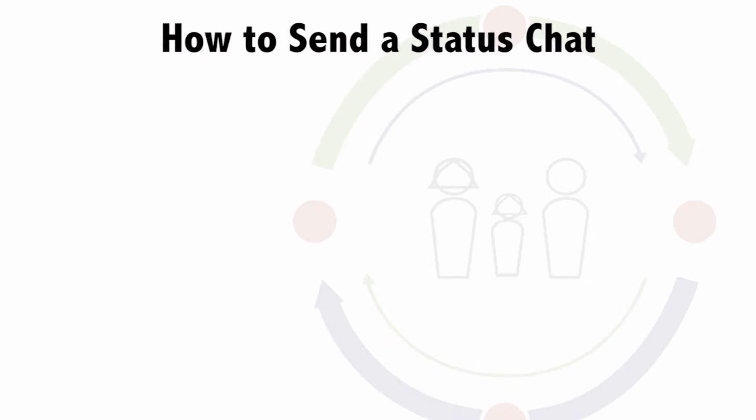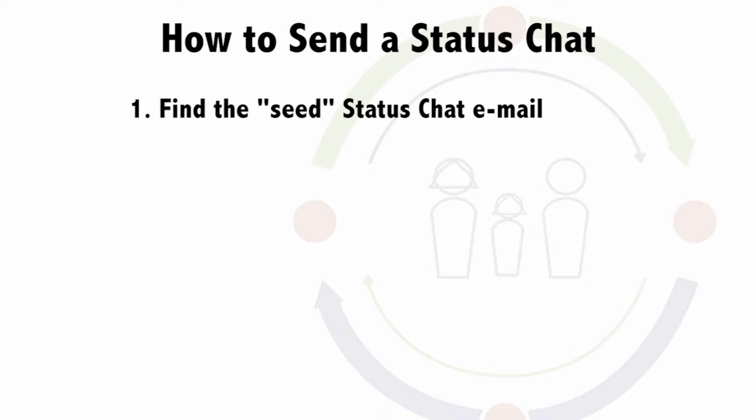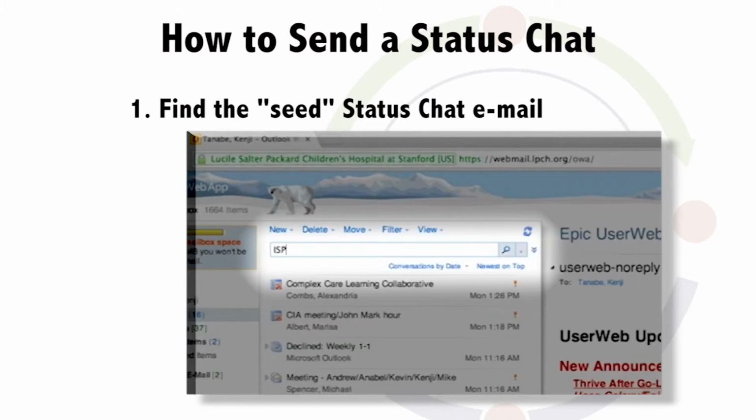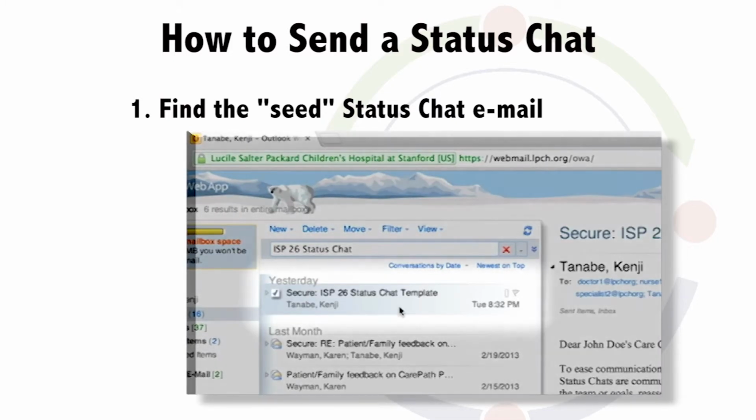In the final section of this Status Chats tutorial, we will go over how you can send a status chat. To send a status chat, you will always follow the same 3 steps. First, you'll find the seed status chat email that was sent to your patient's entire care team. If you search your inbox with the ISP number and the term status chat template, you should be able to find this message.